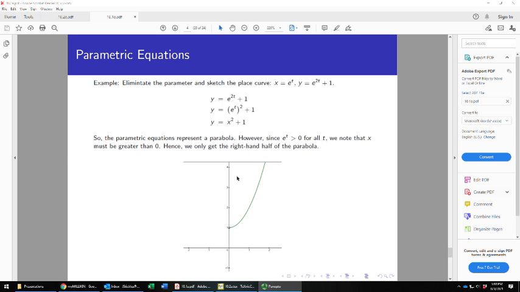However, we have to be careful when these are in terms of a set of parametric equations. The careful is that notice that our x here is defined as e to the t, meaning that x can never be negative. It also cannot be 0, right? E to the t is always positive. No matter what I plug in for t, e to the t is always positive. So we'll never get this left-hand side of the parabola. So the x always has to be greater than 0. We'll get the right-hand side. And so really the graph is only this right-hand part.